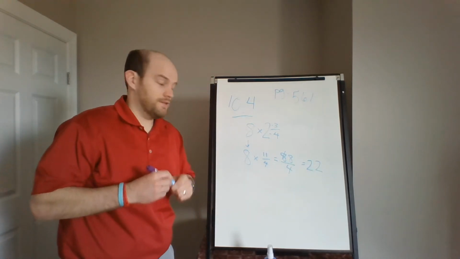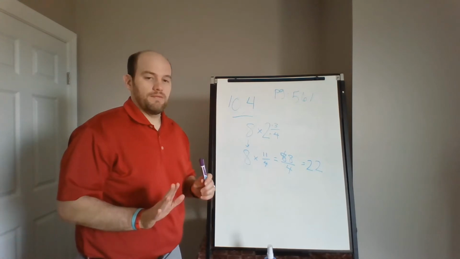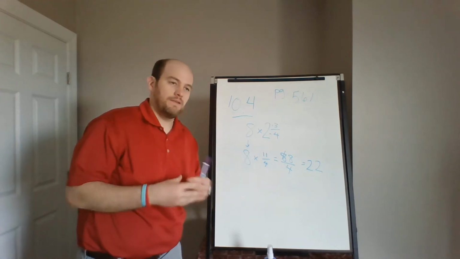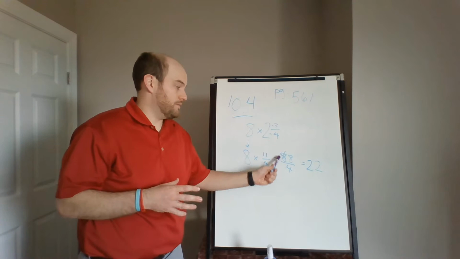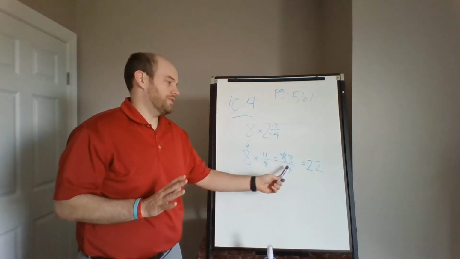So if you notice, we got 22 for an answer both times. With a little help maybe from your parents, or if you needed a calculator for this part, especially if it's a whole number, it might be easier to solve it this way.